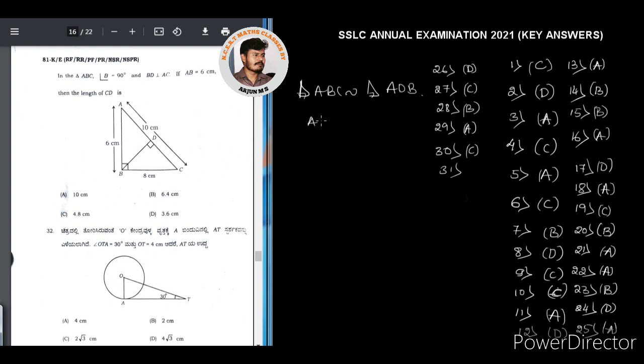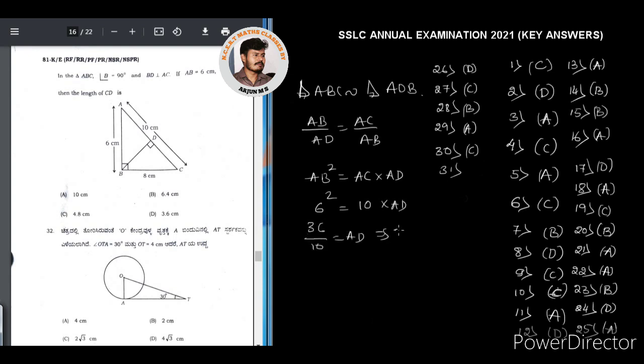So according to this theorem, you can write down the ratio here, AB by AD is equal to AC by AB. So AB into AB is AB square, which is equal to AC into AD. Now find out the value of AD. AB is equal to 6, that's why 6 square is equal to AC, which is 10, into AD. Transpose 10 to LHS, we get 36 divided by 10 is equal to AD. So AD is equal to 3.6 centimeter.